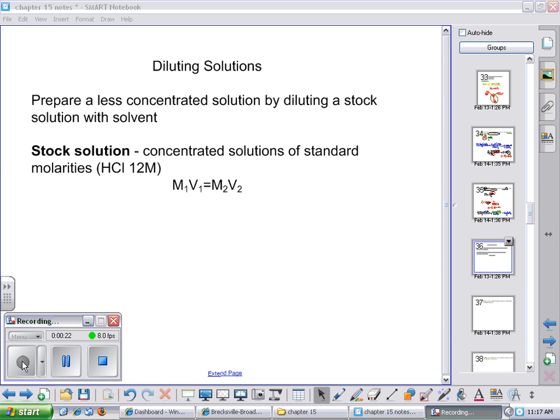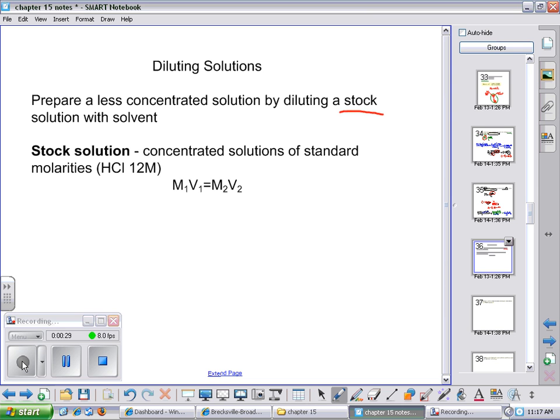But when you want to dilute a solution, what you're doing is you're taking what they call a stock solution, and a stock solution has a higher concentration. Okay, it's the concentrated solution. So for HCl, its stock solution, if we were going to go and buy it somewhere, it would come as a 12 molar concentration. In class, we don't use 12 molar very often. Normally we'll use 6 molar or 3 molar or 1 molar.